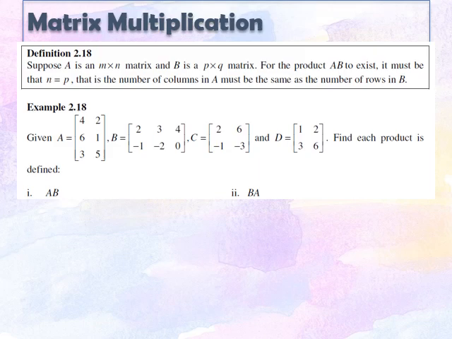Suppose A is an m by n matrix, and matrix B is a P by Q matrix, meaning the order of A is m by n and the order of B is P times Q. For the product AB to exist, it must be that n is equal to P. The number of columns of the first matrix must be equal to the number of rows of the second matrix.